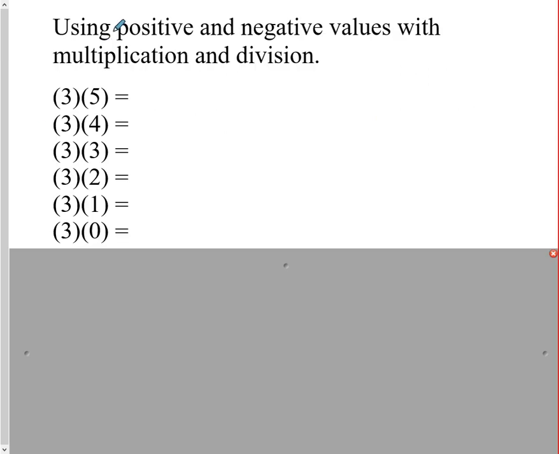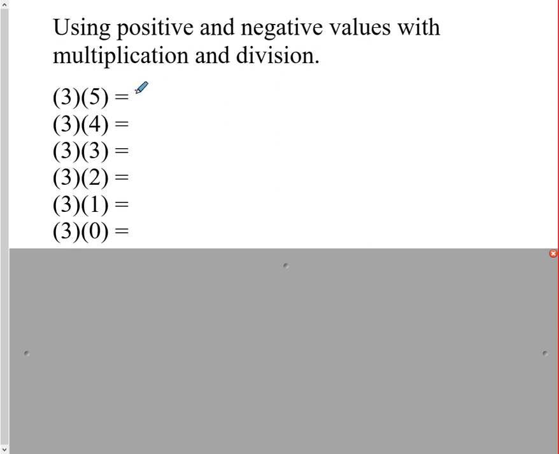Okay, let's do a bunch of multiplying, but let's bring negative values into this. Using positive and negative values of multiplication and division is what we're looking at. I'm just going to start answering these things. I've got 3 times 5, 3 times 4, 3 times 3, 3 times 2, 3 times 1, 3 times 0. I'm just going to start writing them in.